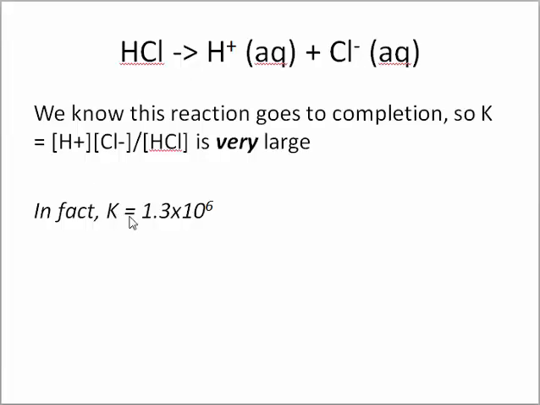In fact, the value of K for this reaction is 1.3 times 10 to the 6. Products are much more favored than HCl. And it is, for most applications, safe to assume that all the HCl dissociates. This concludes the first lecture on equilibrium.